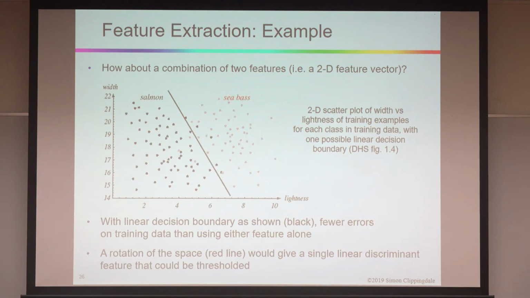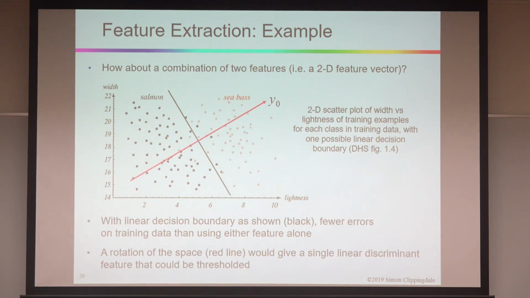And you can see that if you rotate the space, it amounts to projecting your data onto this red line here, so that you have a single index, y0, and anything that has a y0 above this point up here, call a sea bass, anything below, call a salmon. And that will work better than either of those alone.